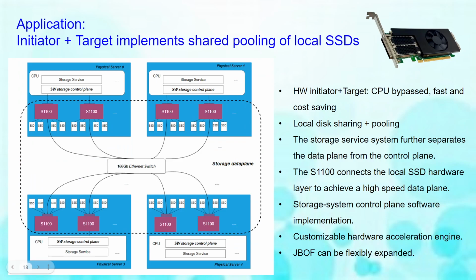Here is another application. The initiator and the target implement shared pooling of local SSDs. With this setup, the HW initiator and target, the CPU is bypassed, fast and cost savings, local disk sharing and pooling. The S1100 connects the local SSD hardware layer to achieve a high-speed data plane.